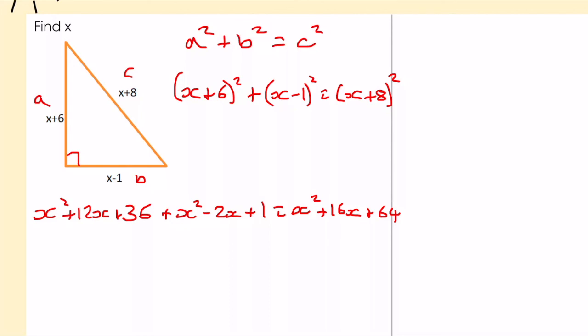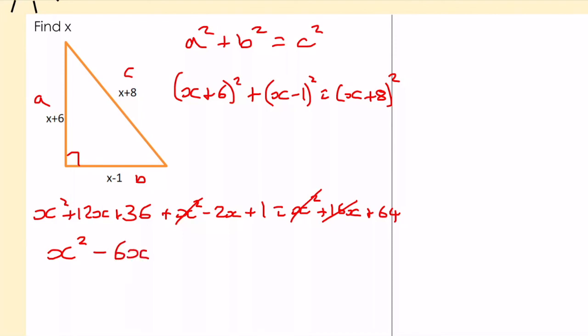Look at what side's got the most x squareds on. So we're going to keep them on the left side here. So let's get rid of this x squared, which will cancel with one of them. So I'm just left with x squared. I want to take away 16x. So I've got 12x minus 2x. So I've got 10x on my left-hand side. Take away 16x, I'm left with minus 6x.